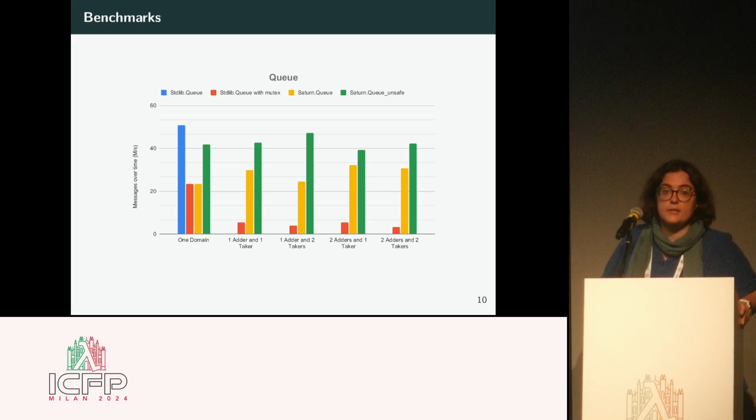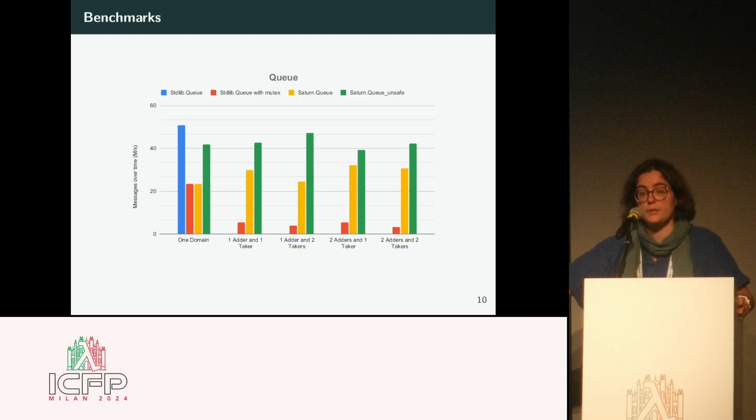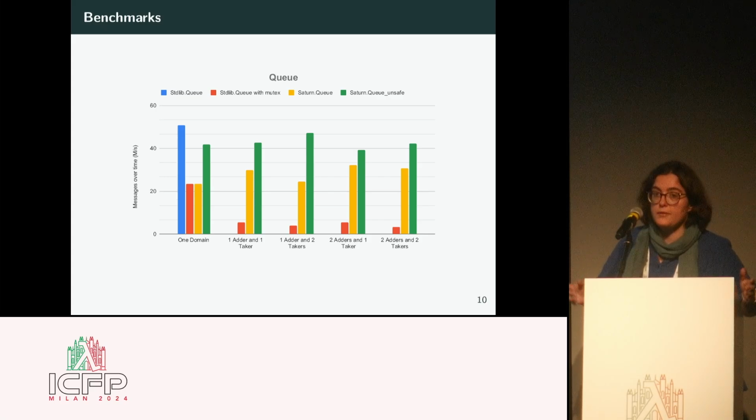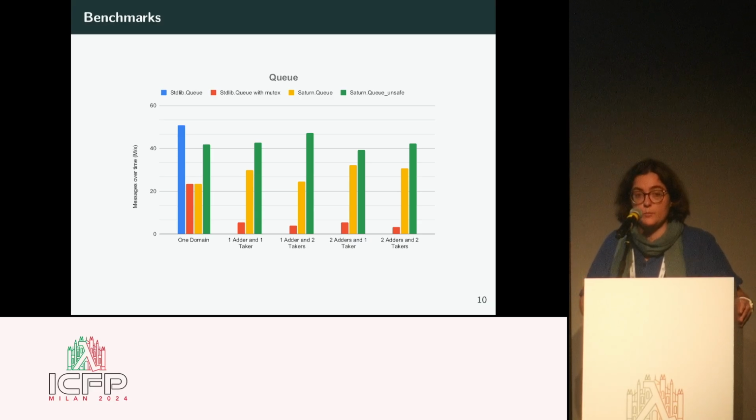I forgot to mention in the previous slide that we have these unsafe data structures in Saturn. They are called unsafe because they are experimental data structures that are using Obj.magic. But you can find some of them in the repository, in the library. And so you have the yellow one, this is the normal queue. The red one is the standard library queue protected with a mutex. And the blue one is just the standard library queue without a mutex, so it's just for one domain.